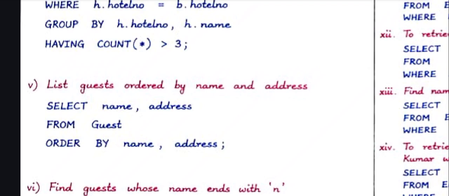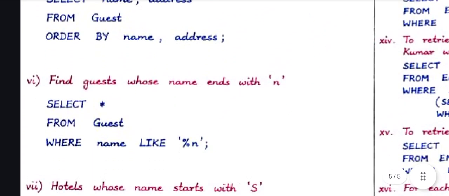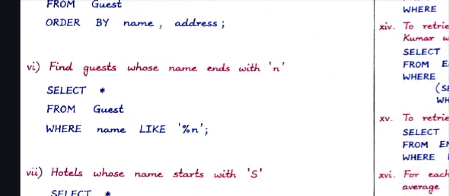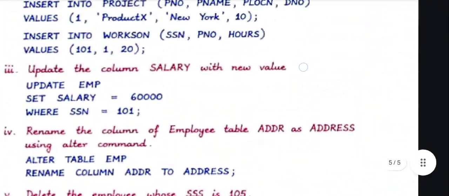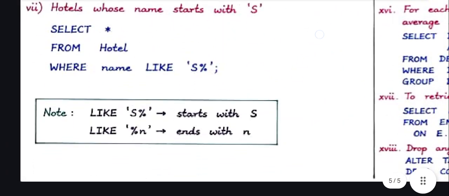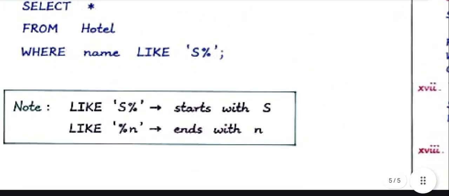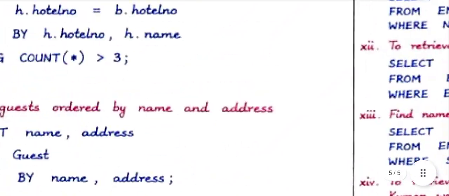List guests ordered by name and address. Select name, address from guest order by name, address. Find guests where name ends with N. Select star from guest where name like percentage N. Whose name starts with S, S percentage. Then we have like S means starts with, and like percentage N means ends with N.